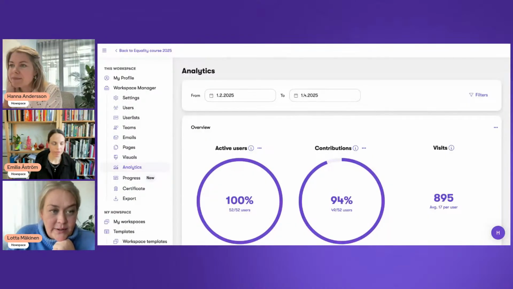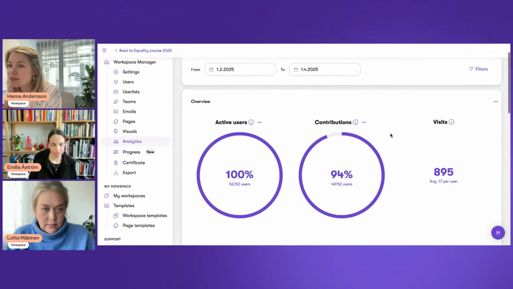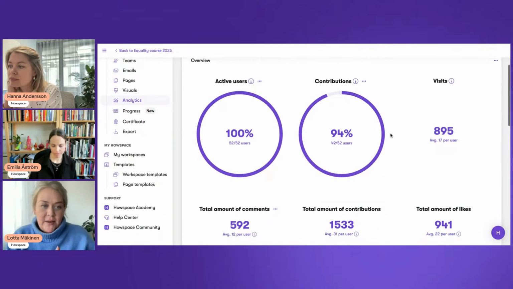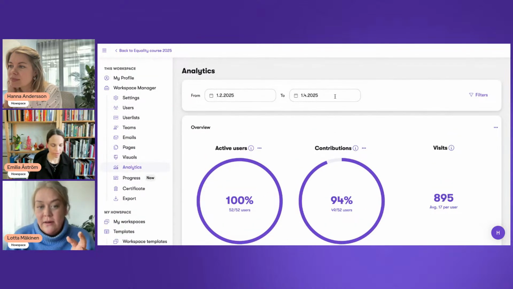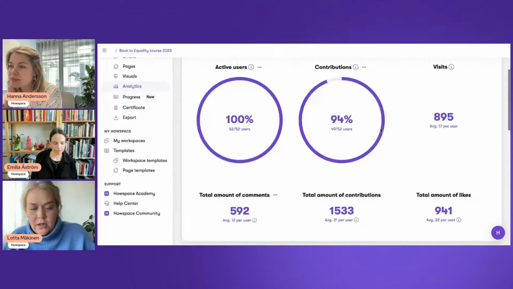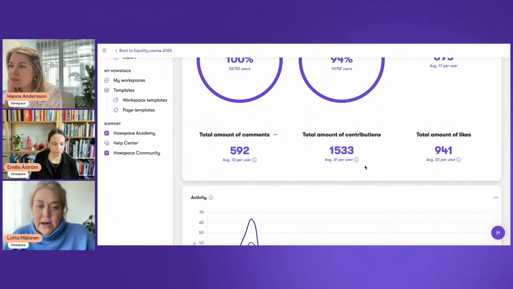Perfect. Yes. Now we're looking at the course workspace analytics. So we can have a quick overview just like this. How many invited users have been active? How many of them have contributed to the content? How many visits throughout a certain time frame? You can also adjust it here on even a daily level if you wish. Total amount of comments, amount of contributions like we saw there, amount of likes.